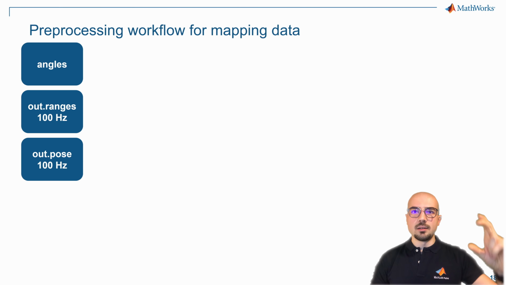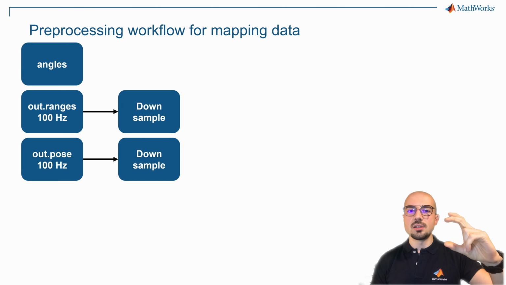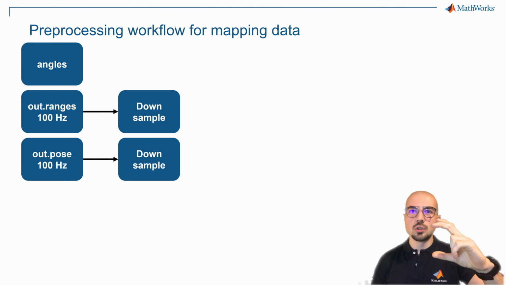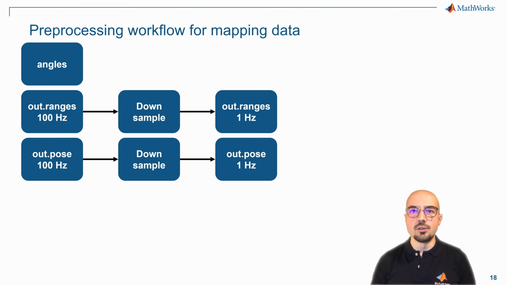As I just explained, we have the angles, the ranges, and the position. They must be downsampled. So we need to reduce the information because we don't need to have 100 Hz information, it's too much. We don't move the robot so fast. By downsampling it, we reduce the information to 1 Hz. So 1 scan for each second.